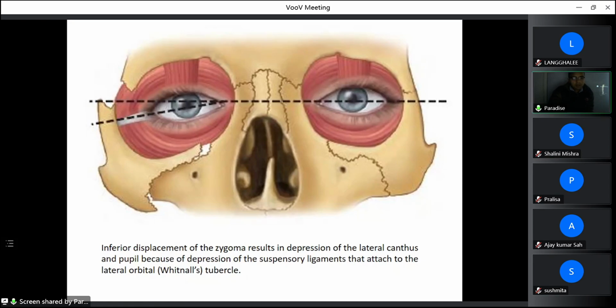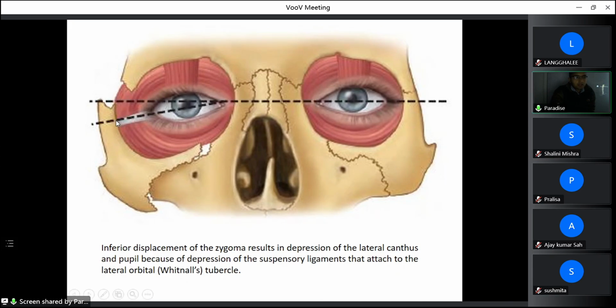Another feature is that inferior displacement of the zygoma results in depression of the lateral canthus and pupil because of depression of the suspensory ligaments that attach to the lateral orbital wall, at what is also known as Whitnall's tubercle. If you see the structural anatomy of the eye or globe, there is a bony prominence known as Whitnall's tubercle. The suspensory ligament is present from this Whitnall's tubercle to the medial wall of the orbit. In the Whitnall's tubercle, there is attachment of the suspensory ligament of the eye globe. This suspensory ligament holds the eyeball.